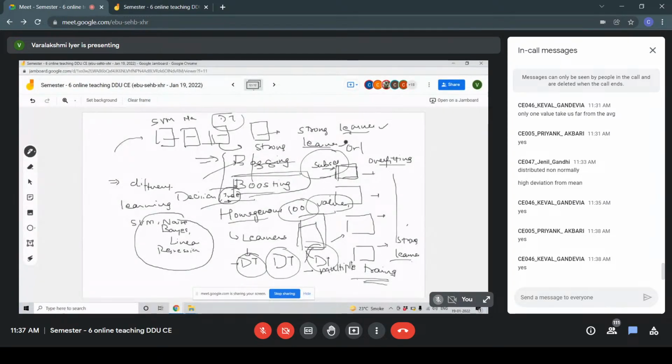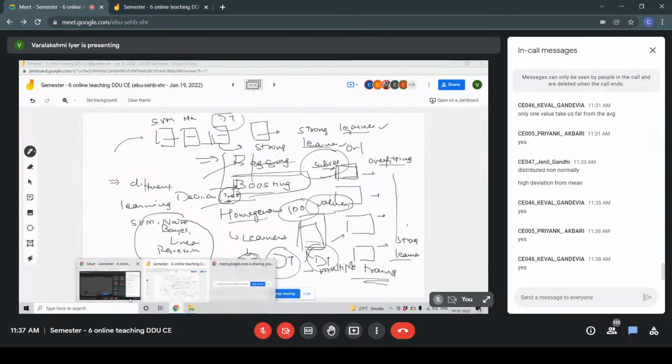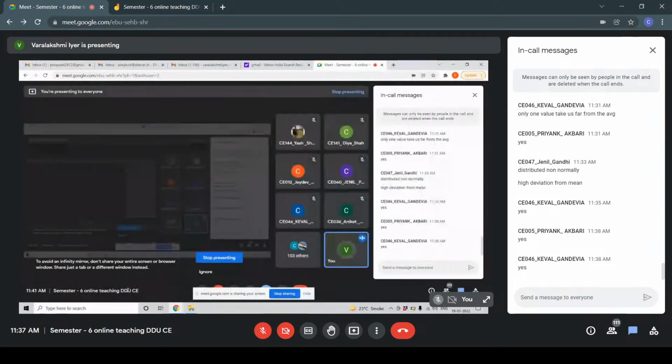So these are some of the methods. From the next lecture onwards, we'll discuss in depth the bagging and boosting algorithms and further discuss the ensemble learning methods. Up to this point, is everyone clear about what ensemble learning is? In the next lecture we'll discuss this in more depth, because right now the time is up.